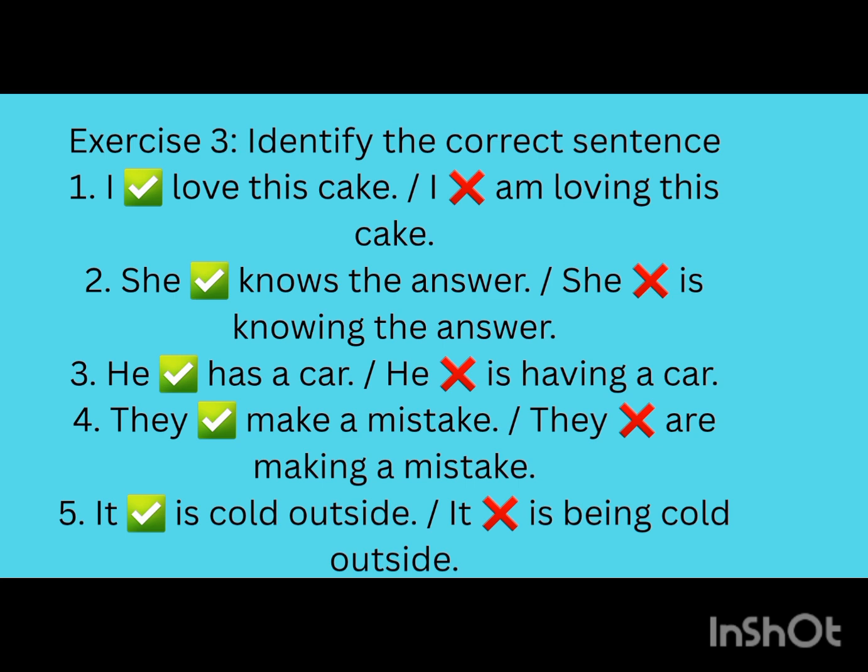Identify the correct sentence. I love this cake. I am loving this cake is wrong. She knows the answer. She is knowing the answer is wrong. He has a car. He is having a car is wrong. They make a mistake. They are making a mistake is wrong. It is cold outside. It is being cold outside is wrong.